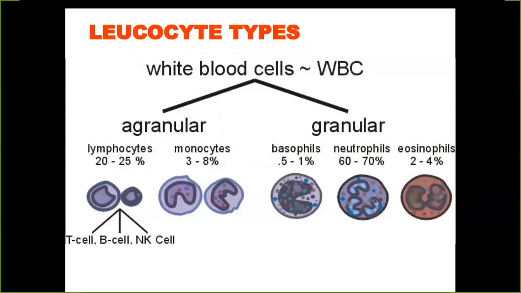They divide into granulocytes, which have small spheres, granules with enzymes, in the cytoplasm. Depending on the color of these granules, they are named basophils, neutrophils, and eosinophils. The main cells are neutrophils. They have the largest amount, up to 70% of all white blood cells.